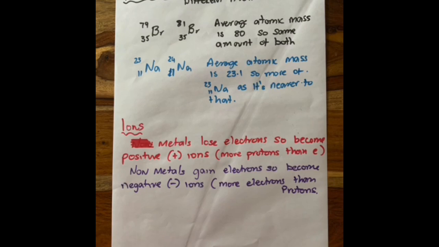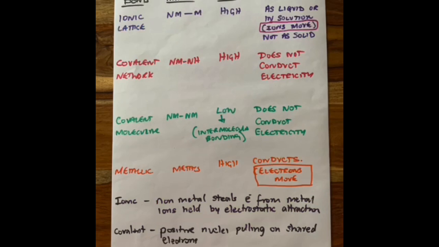You can see from the 2 examples given, the average atomic mass, if it's 80 in the first one, it means it's 50-50 of each. If it's 23 in the second one, 23.1, it means most of it is 23. Ions are where electrons have been lost if it's a metal, so it becomes positive, more protons, or negative if it's a non-metal. Bonding, ionic, non-metal to metal, high melting point.